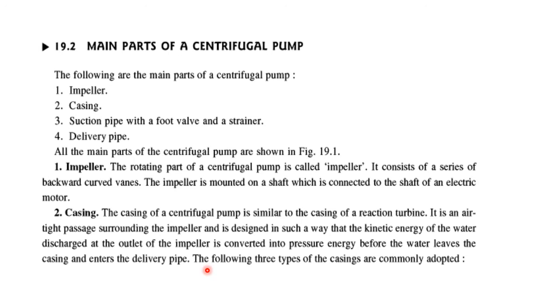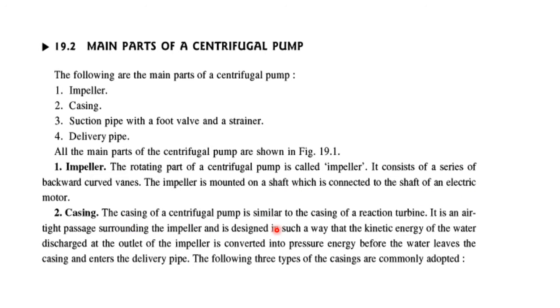The main parts of the centrifugal pump are the impeller, the casing, the suction pipe with a foot valve or strainer, and the delivery pipe. The impeller is the rotating part of the centrifugal pump. It consists of a series of backward curved vanes. So it is also an objective question which can be asked in exams, that the impeller has backward curved vanes. The impeller is mounted on a shaft which is connected to the shaft of an electric motor.